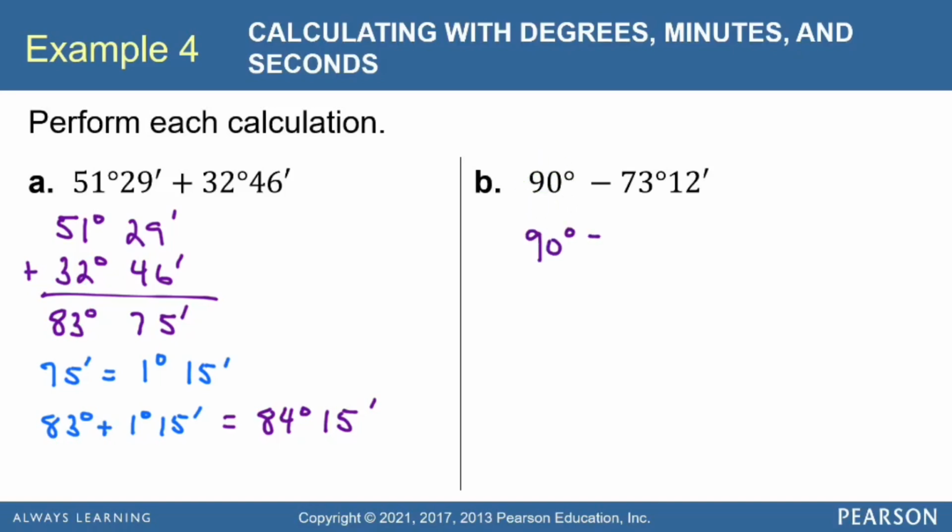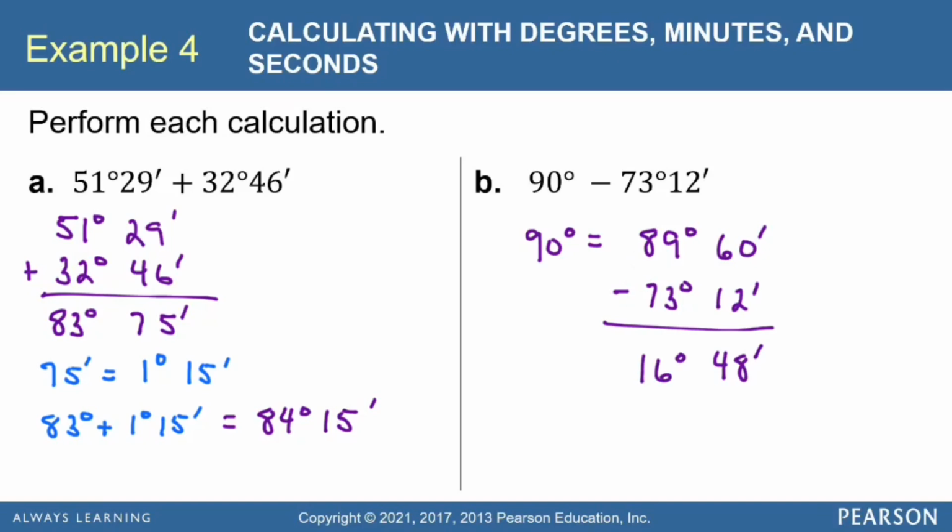So 90 degrees becomes 89 degrees and 60 minutes. It's still worth 90 degrees, it's just one of our degrees is now written in minutes. But this makes it easy to subtract 73 degrees and 12 minutes, because 60 minutes minus 12 minutes leaves 48 minutes, and then 89 degrees minus 73 degrees leaves 16 degrees. So we have 16 degrees and 48 minutes.